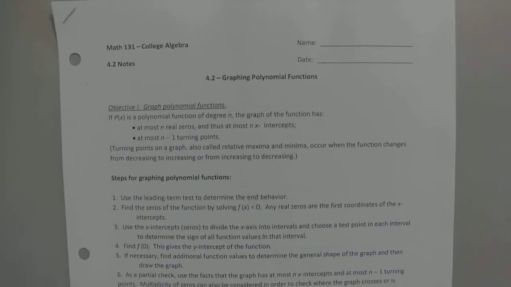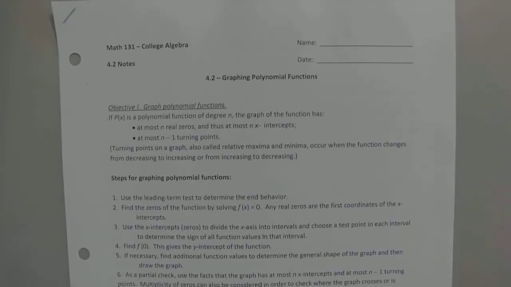And then at most n minus one turning points. Think of a parabola, it's a second degree and it turns once, right? So you only have as many turns as one less than your degree. Nothing that you have to die hard memorize, but just something to keep in mind while you're graphing, okay?